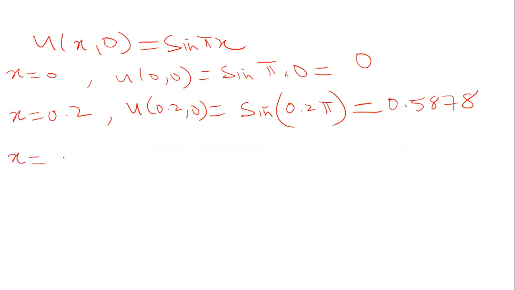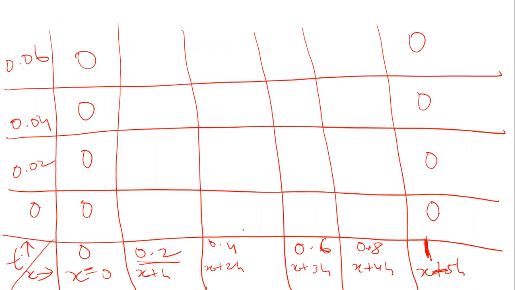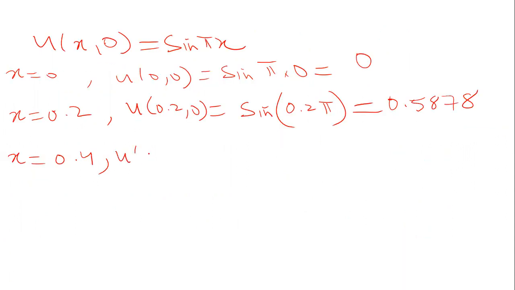Then x equal to 0.4. Look at this, the next x value is 0.4. Next is 0.6, 0.8, and at 1 this is 0. So u(0.4, 0) will be sine 0.4 pi. Let me just Google it again. Sine 0.4 pi will be 0.9511.